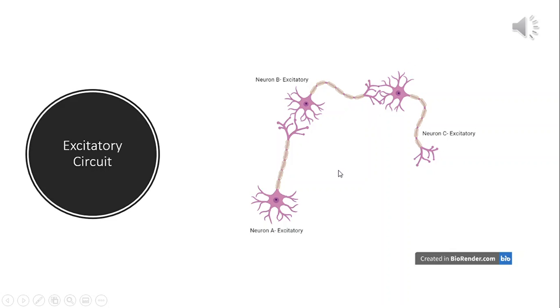First, we're going to look at an excitatory circuit of neurons, where both the first and second neuron in the circuit send excitatory potentials, causing action potentials to be generated.